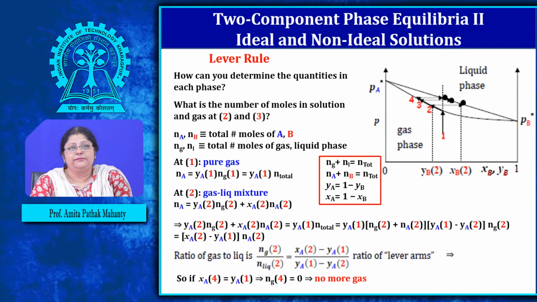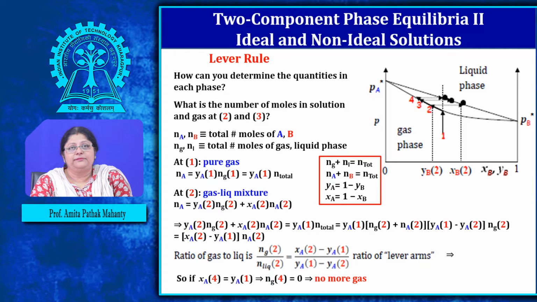Now, how do we determine the quantities of each of the components in the phase? What is the number of moles in the solution and gas at points 1 and 2? Sorry, this should have read 0.1 and 0.2. Anyway, we can use that generalized. How can we calculate it? What do you need to know? You need to know the number of moles of A and B. You need to know the total number of moles of the gas and the liquid phase.